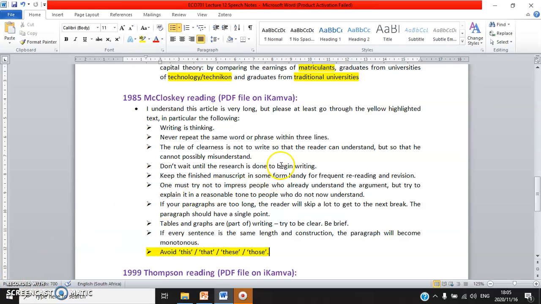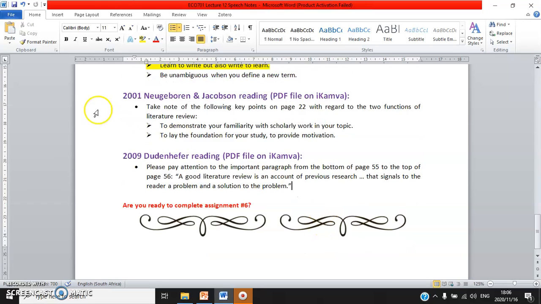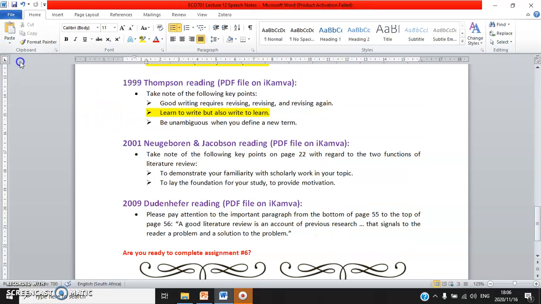Okay, and then there are 3 more readings, optional if you have time. Why not also scan through these 3 readings? Okay. So I think that's it for this lecture.